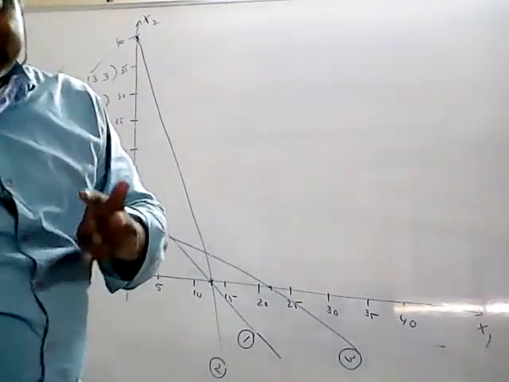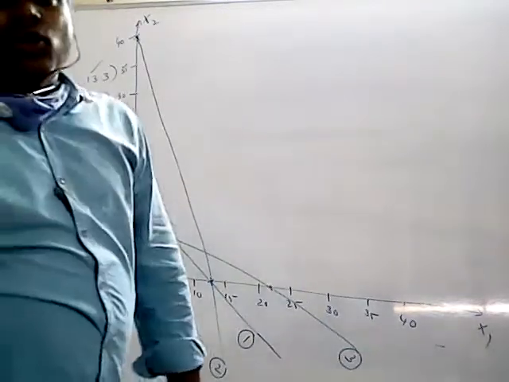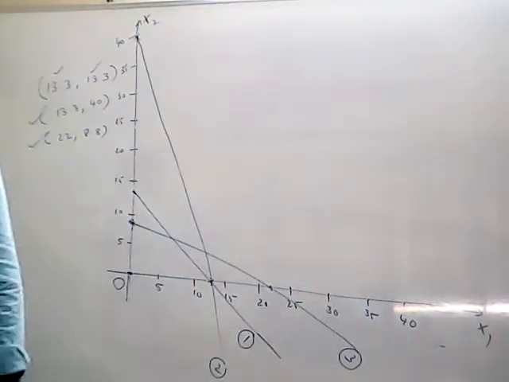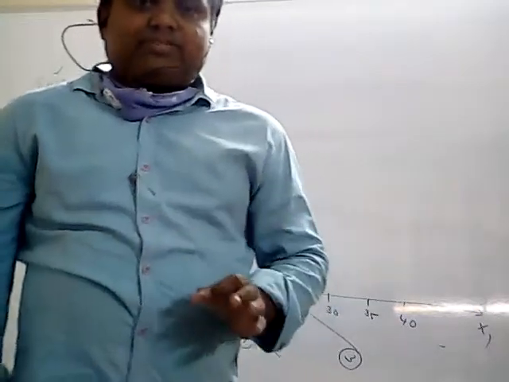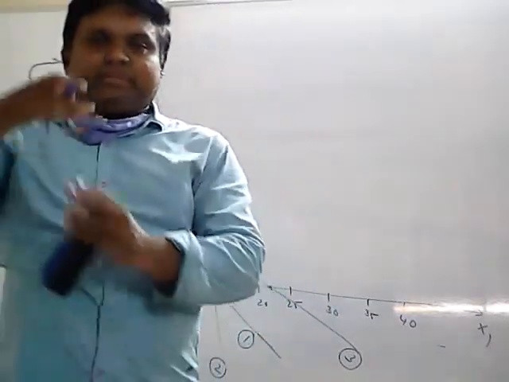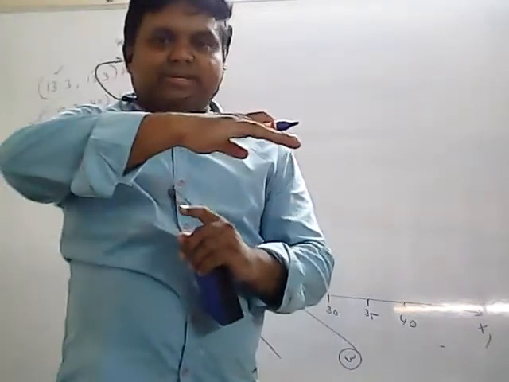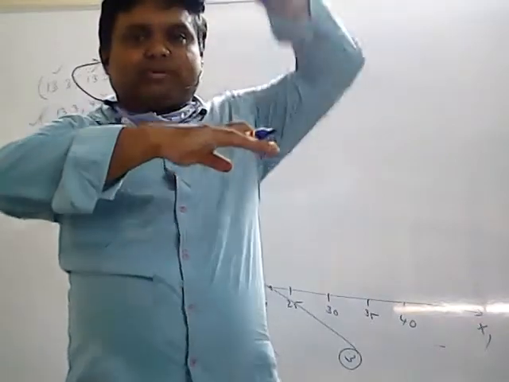The most important step in the graphical method is step number 3. What is step number 3? Identify the common region or feasible region. That is the most important. Okay. Now, how to identify the feasible region? I have told you. Suppose this is the line. If the constraint is less than or equal type, below the line is shaded. If the constraint is greater than or equal type, above the line is shaded.